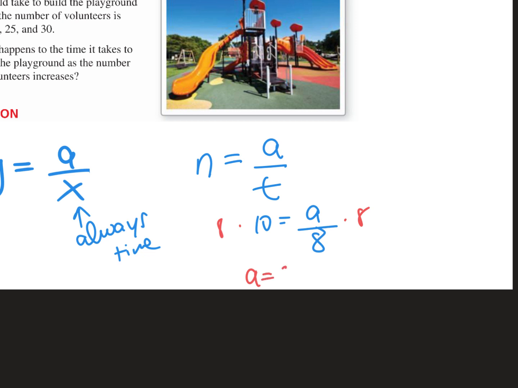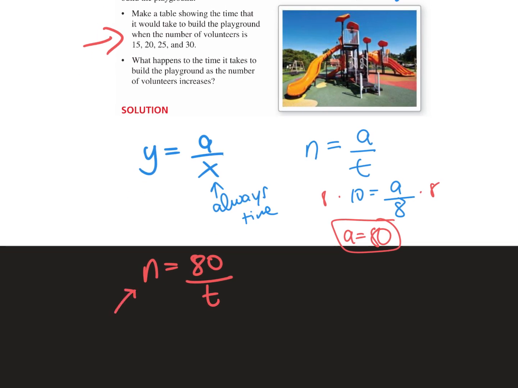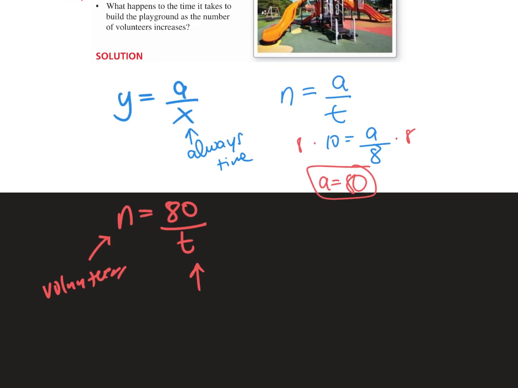So a equals 80. The constant that you have to use in your equation is 80. So to figure out, when I make a table and figure out all these values, I use the equation n equals 80 over t. N is the number of volunteers, and t is your time. Remember, your x value in anything, whenever you graph, time is always the x-axis. So if you have two variables and they give you time, it's going to be the x.